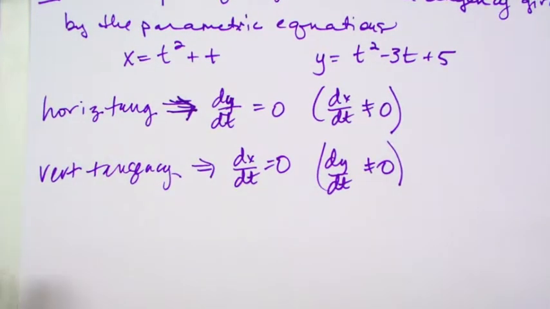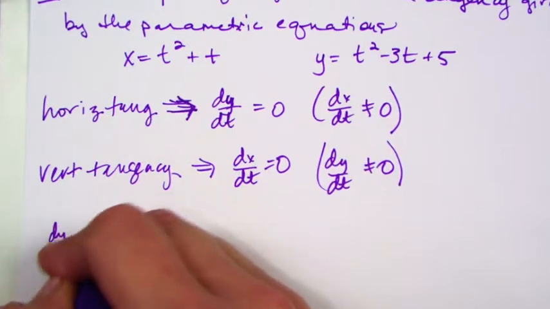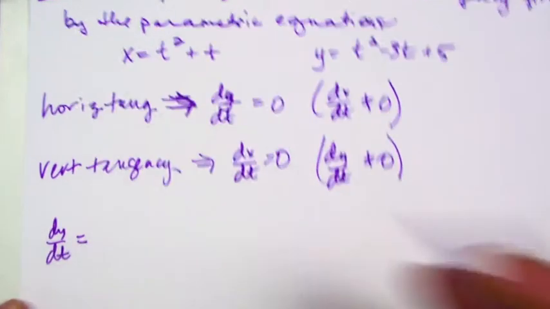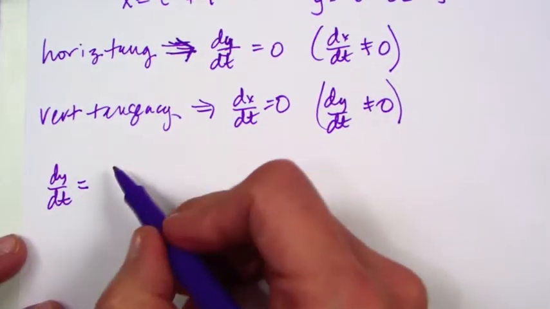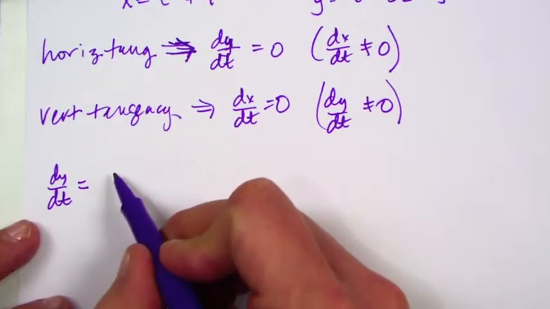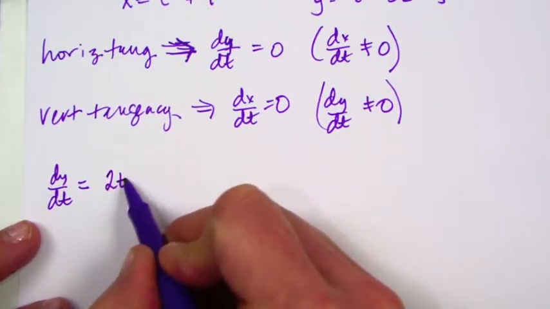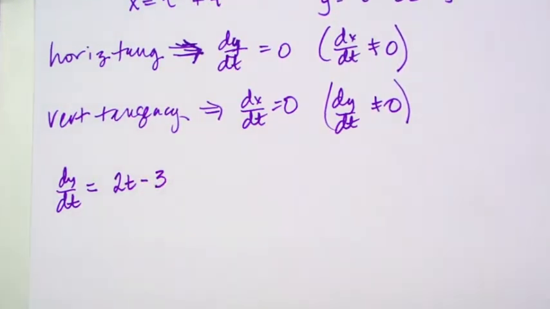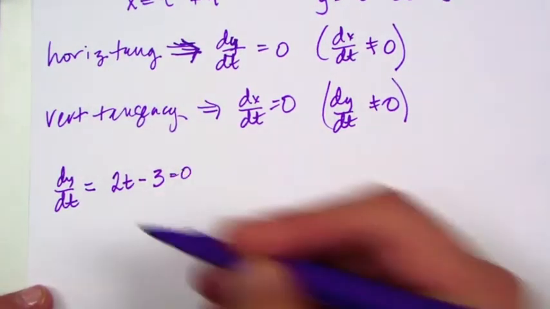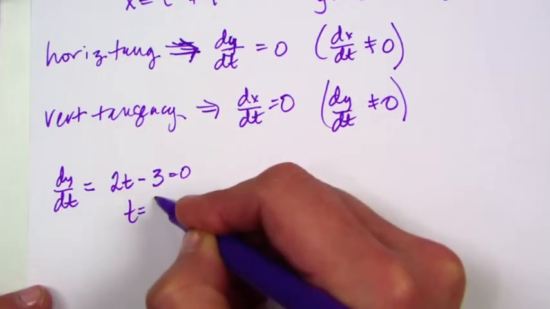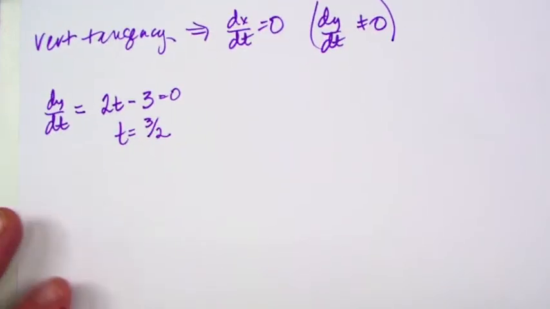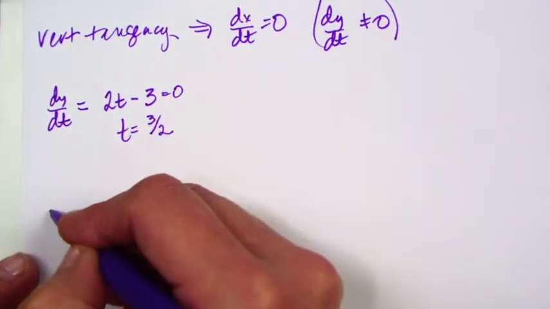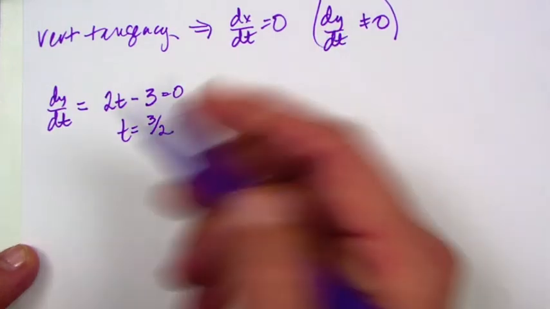Okay, so let's figure out what dy dt is. And what will dy dt be? 2t minus 3. And I want to know where dy dt is equal to 0. So that's at t equals 3 halves, right? Yes, this would imply I have a horizontal tangent.